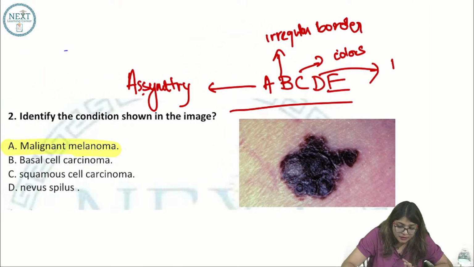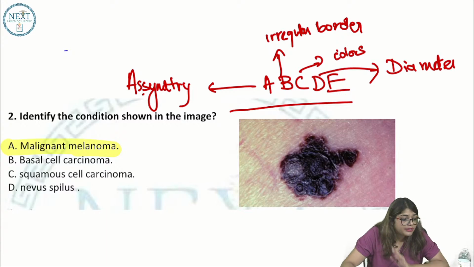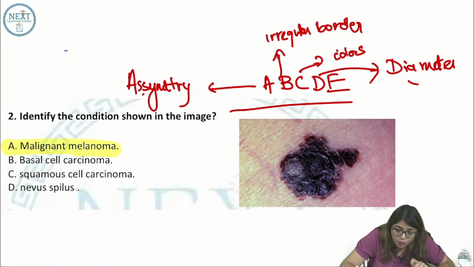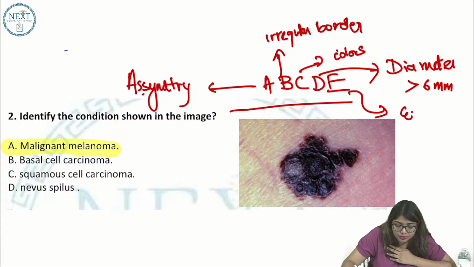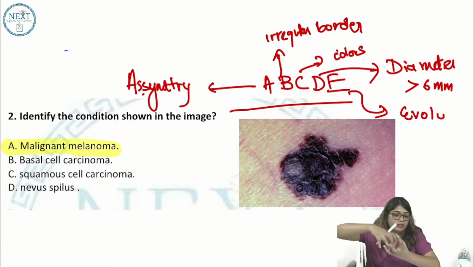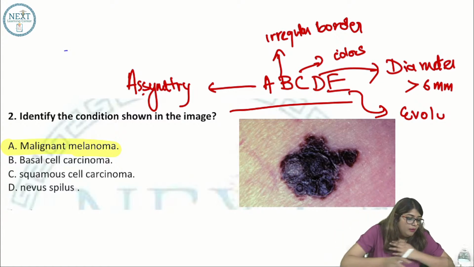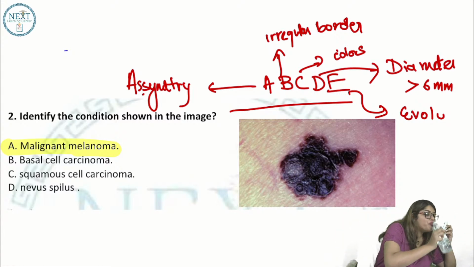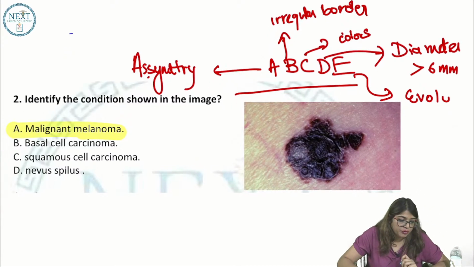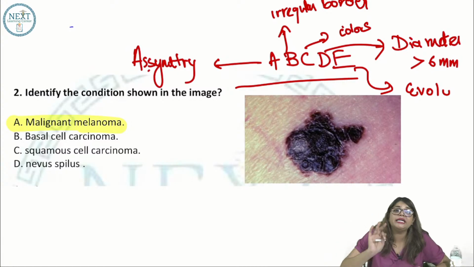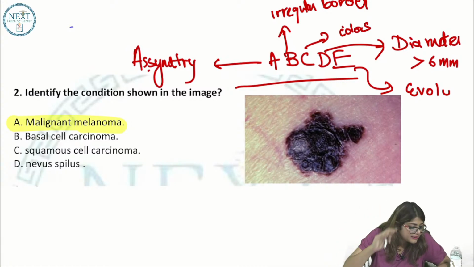What is D? D is for diameter. And how much should be the diameter? It should be more than 6 mm. Okay? The diameter of this should be more than 6 mm. And E is evolution. Very good. So this is the ABCDE of malignant melanoma. It is the third most common skin cancer, right?